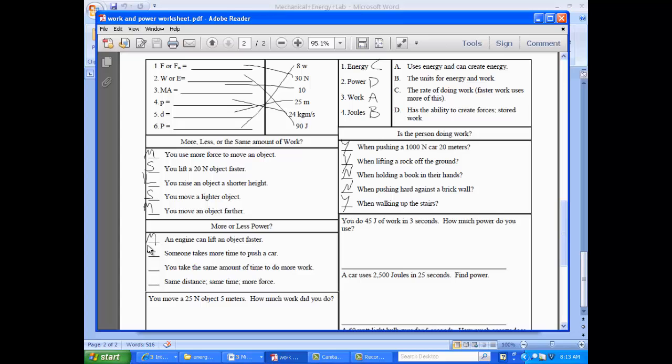You take the same amount of time to do more work. So same amount of time to do more work, so the work increases, so therefore it's going to be more power. And finally, same distance, same time, more force. There it is. All right. So questions on the non-math related stuff? Okay, let's move on to some of the math problems.